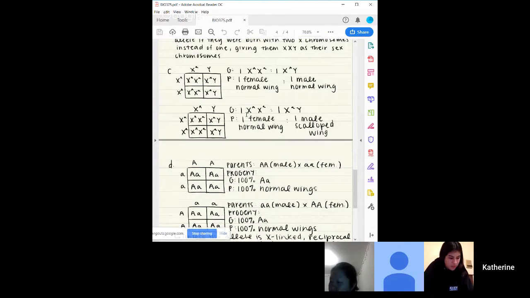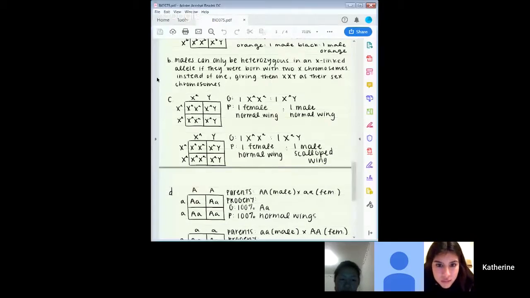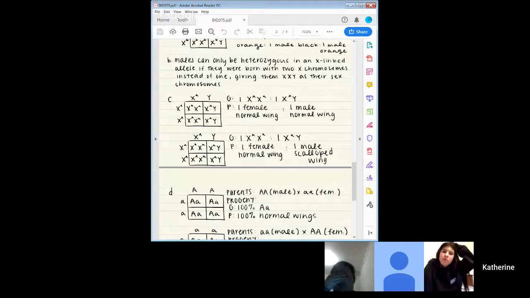guys can see my screen here for C, I have it written out. So you can see that the phenotypes changed between these tests. And so I believe, yeah, that means that they are X-linked if the phenotypes change when you do the test cross.